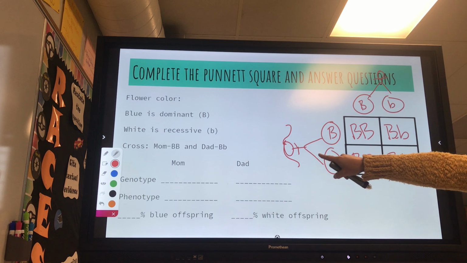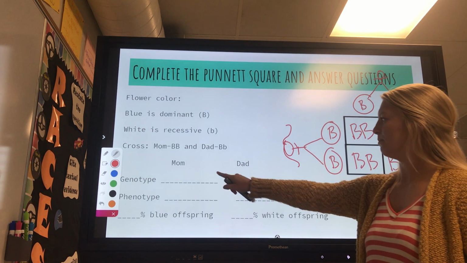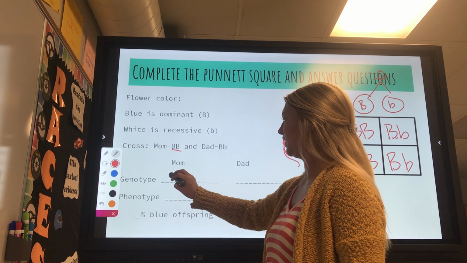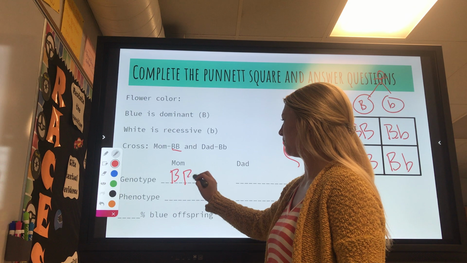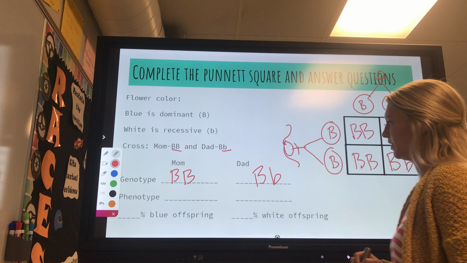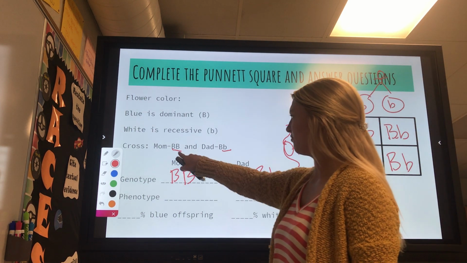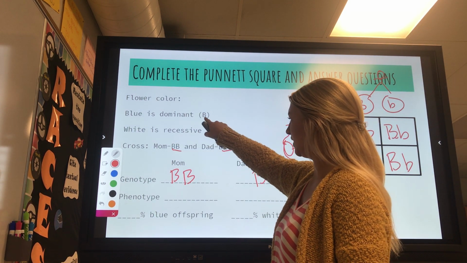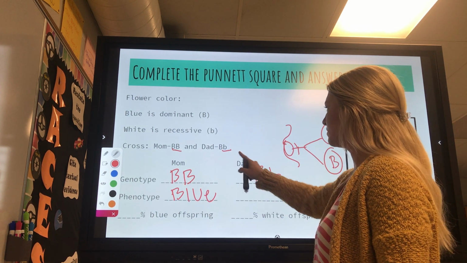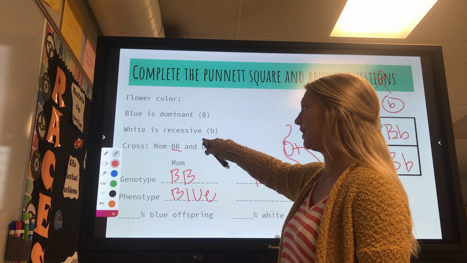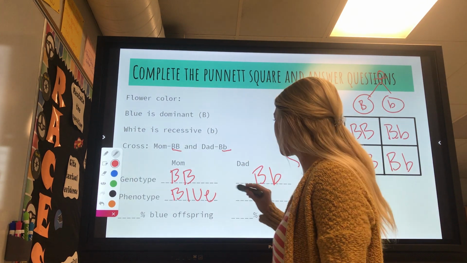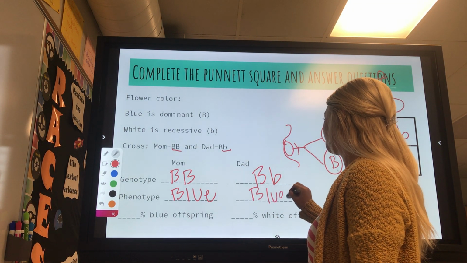So let's go ahead and see what the question's asking us. We want to know the mom's genotype. We can go right here. Mom's genotype, her letter combination is big B, big B. Dad's letter combination or genotype is big B, little b. What is their phenotype? Okay, if mom is big B, she has to be blue. And dad is big B, little b. He has a white allele, but remember that big B is going to trump it. So he is also blue.